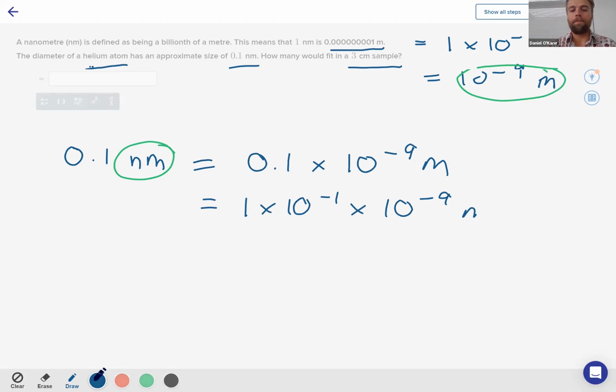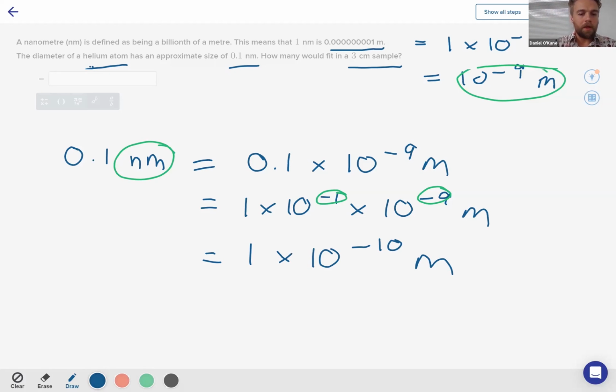So if we're going to write 0.1 nanometers in meters, you need to add these powers together using the multiplication law for indices, and you'll get this in scientific notation to be 1 times 10 to the power of -10 meters. Okay, so how many helium atoms is going to fit in a 3 centimeter sample, assuming that we're looking at a line just of 3 centimeters?